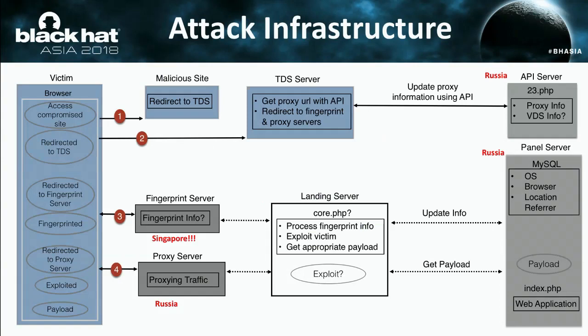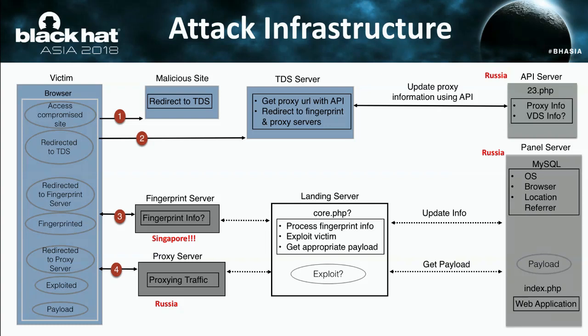And this is the detailed attack infrastructure of the RIG-4 exploit kit. It's mostly the same as the RIG-2 exploit kit, but here is what is different. The RIG-4 exploit kit has a separate API server in addition to the panel server, one more server here. Previously, in the old version, they didn't have a separate API server. And the second difference is the fingerprint server here.